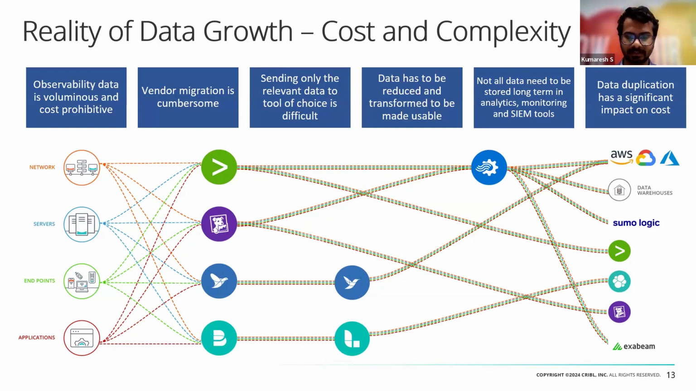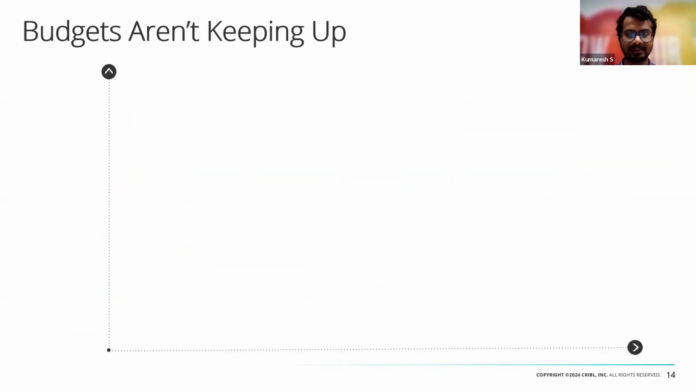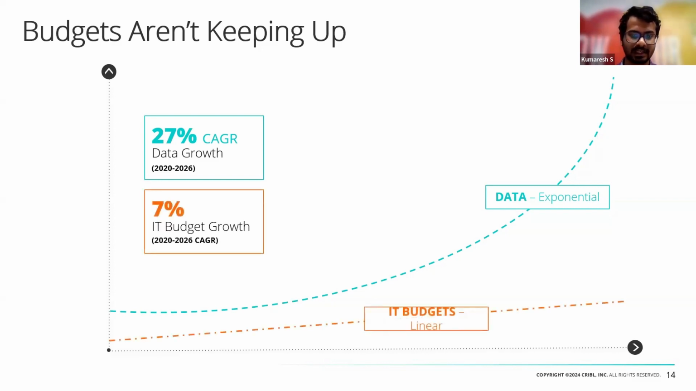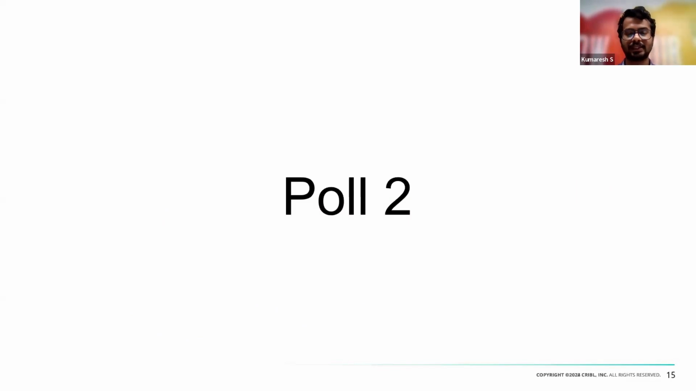Now, let's take a pause here and see what ultimately is the bottom line. With all of these issues, organizations need to handle more data, and for that, obviously, they need budget. But the data growth is exponential, about 27% compound on an annual basis, while IT budgets tend to be a bit linear. So if you look at this, it looks like the IT budget is never going to match the data increase rate, right? So what then is the solution? Before we jump into it, let's have a quick break and go to the second poll.